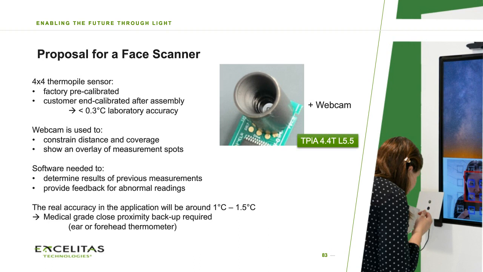I haven't seen on the market medical grade devices which measure with medical grade accuracy at several meters distance. It's always an ear or forehead thermometer. So finally, what you can achieve and expect from such a sensor in the application is something like 1 to 1.5 degrees C, also seeing some effects from the surroundings, from a non-uniform heat up of the sensor, and so on. So this is the real application accuracy which you can achieve.